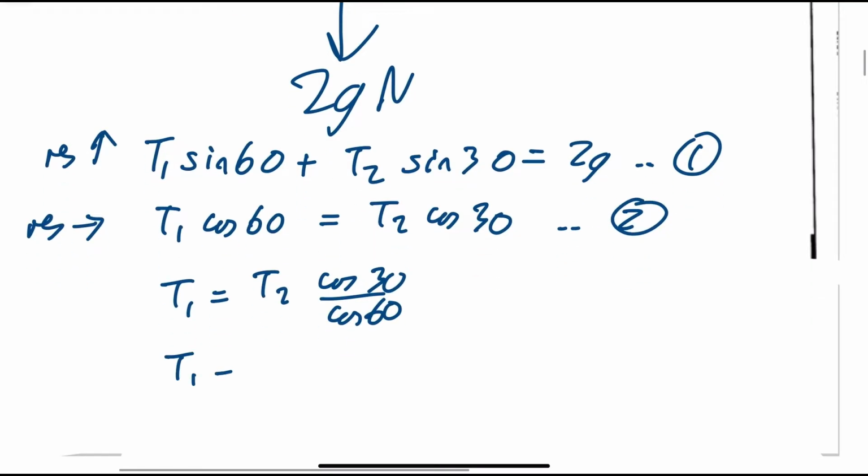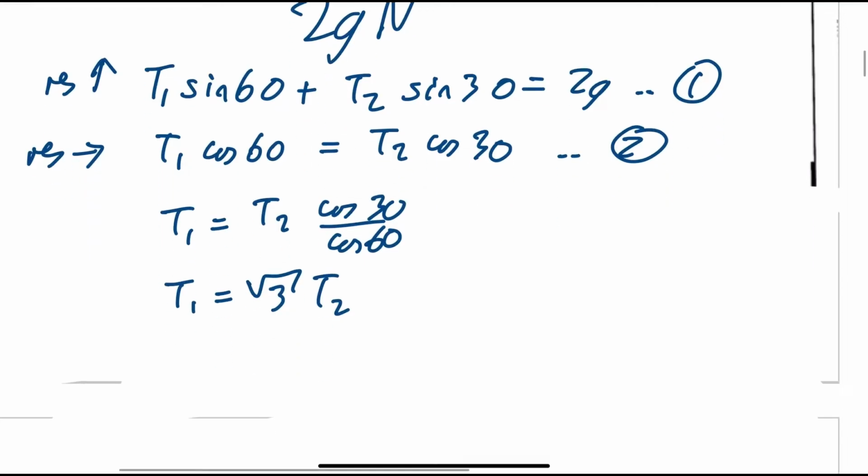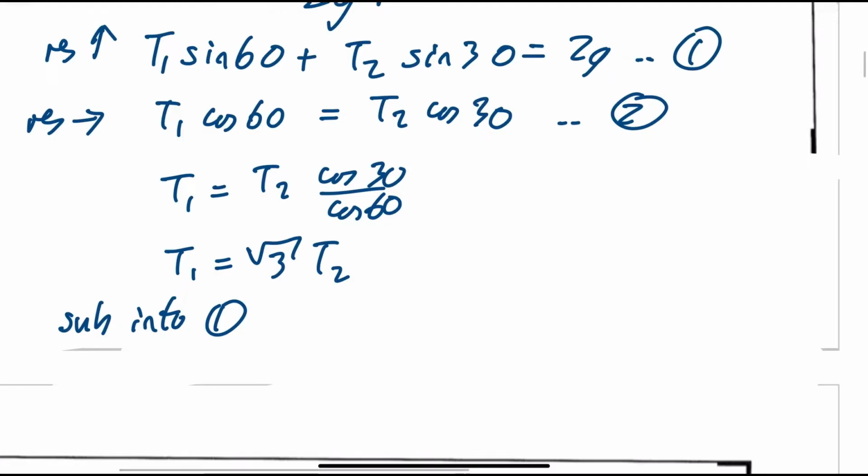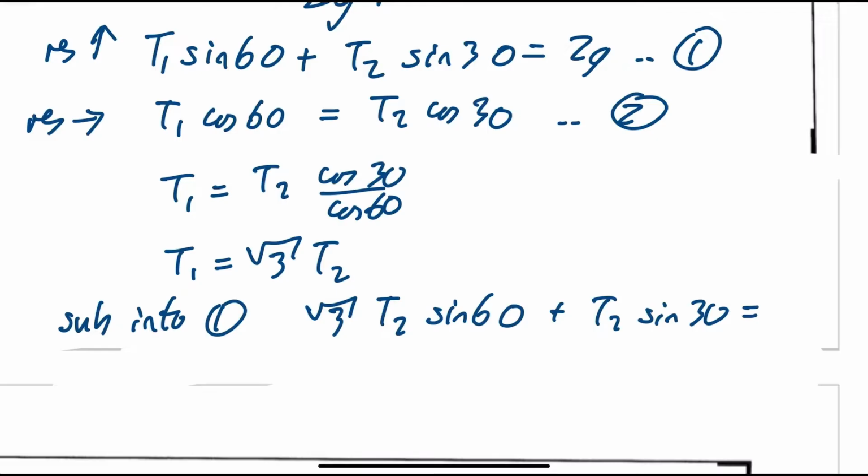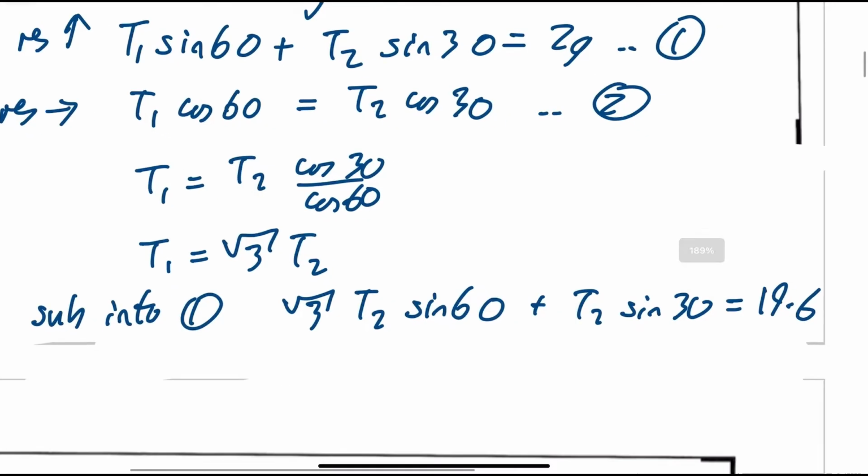Which means, and you can fire that into your calculator, that will come out as root 3 times T2. So we're going to sub that into equation 1. Instead of writing T1, you're going to write root 3 times T2 times sine of 60, plus T2 sine of 30, is equal to 2g. And I'm now going to write that g is 9.8. 2 times 9.8 is 19.6.